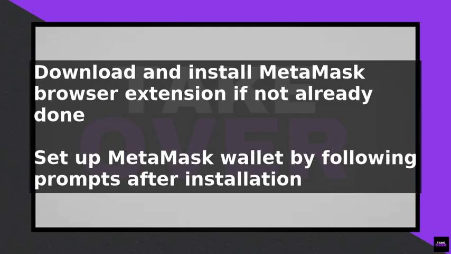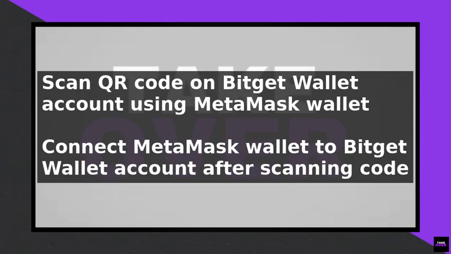Open your MetaMask wallet and click on the Scan QR code option. Then scan the code displayed on your Bitget Wallet account. Once you have scanned the QR code, your MetaMask wallet will be connected to your Bitget Wallet account. You can then use your MetaMask wallet to store, send, and receive cryptocurrencies on the Bitget platform.